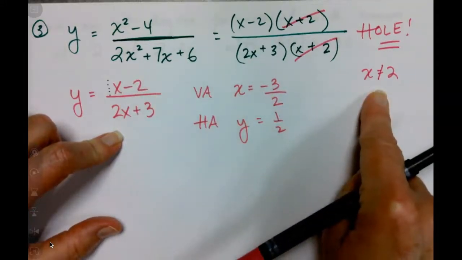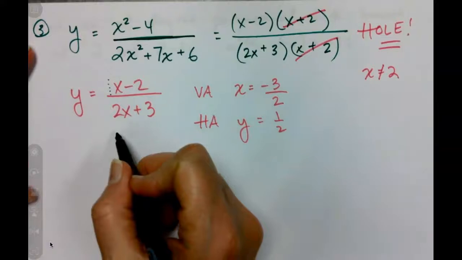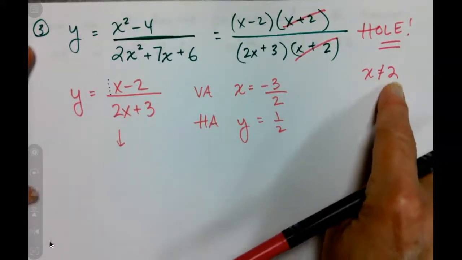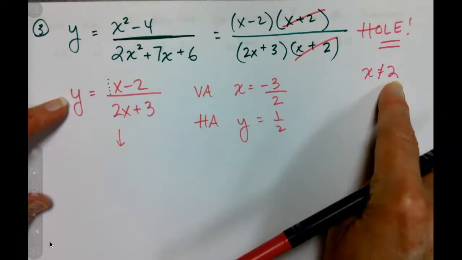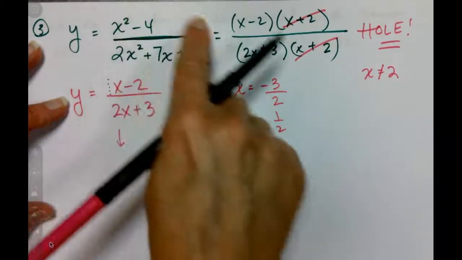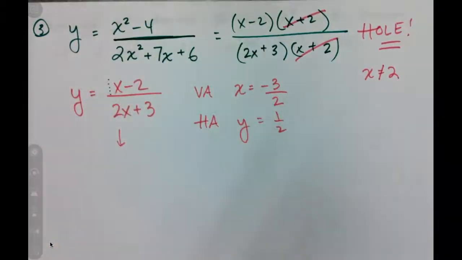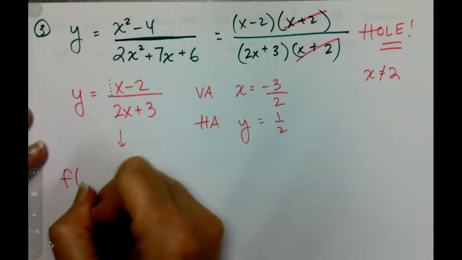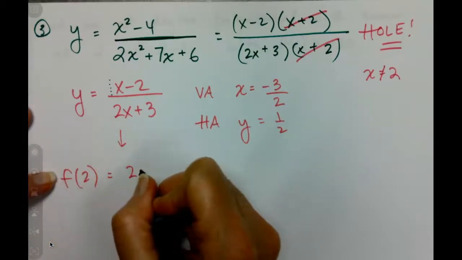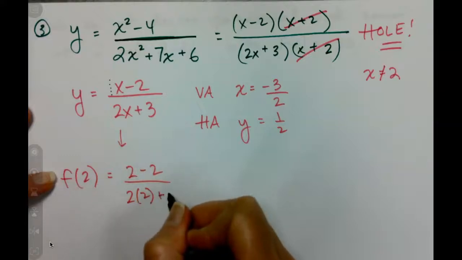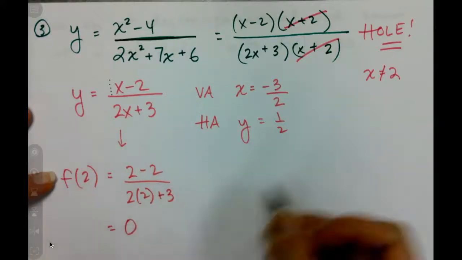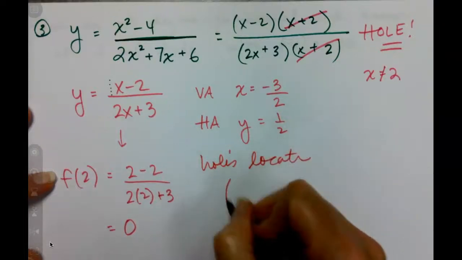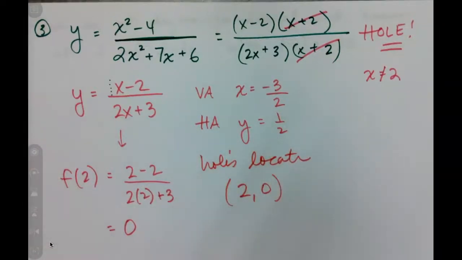Then the hole. So in order to find the location of the hole, we need to utilize the simplified form of the function and plug in that x value in order to find the location of the hole. Obviously, if you plug it into the original function, you're going to get an undefined quantity. Plug it into the simplified version. So f of 2 will be 2 minus 2 over 2 times 2 plus 3. That's just going to be 0. So the hole's location is at 2, 0 on the graph.